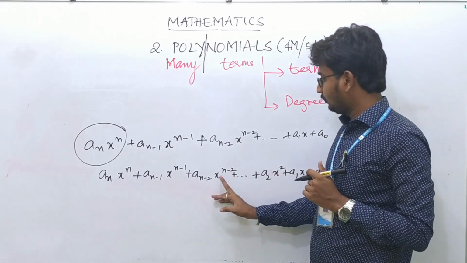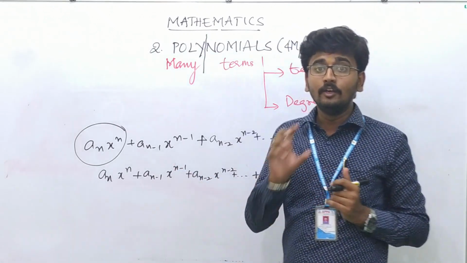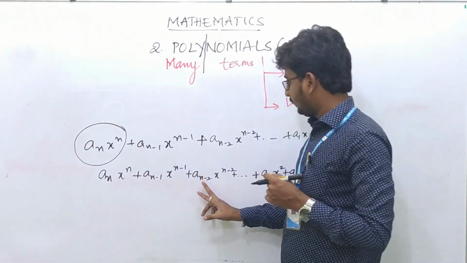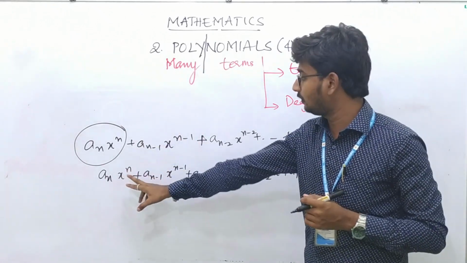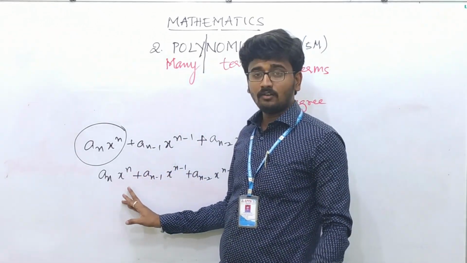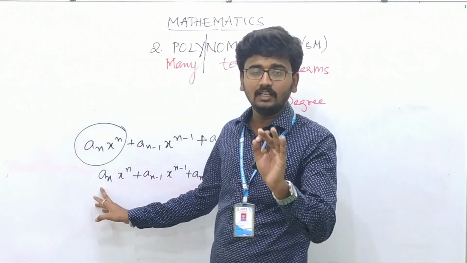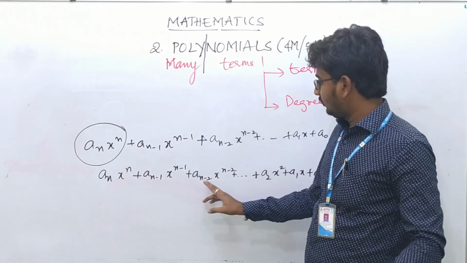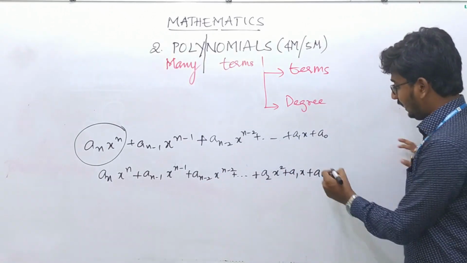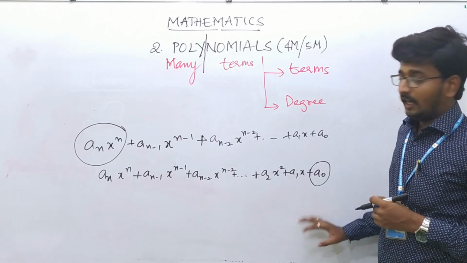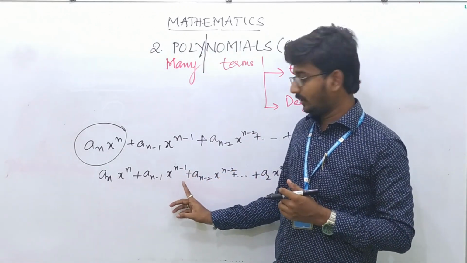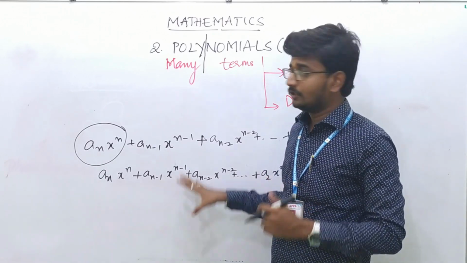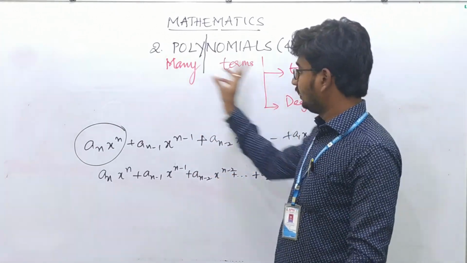x squared, x to the power n minus 2 and so on are the variables, the unknown term x. The a_(n-1), a_(n-2) and so on are the coefficients of the respective x. If they ask the coefficient of x to the power n, you say it is a_n. If they ask the coefficient of x to the power n minus 2, you say a_(n-2), and so on. This last one is the constant term. Each term is separated by an arithmetic operator, either plus or minus; generally we take it as plus. This is the standard form of polynomials.